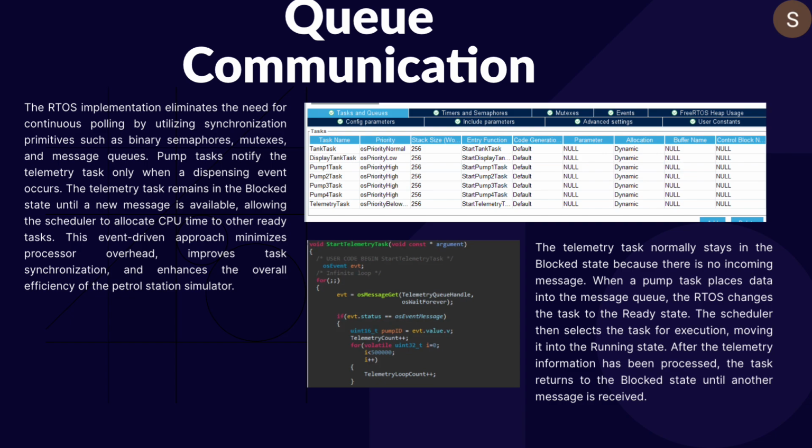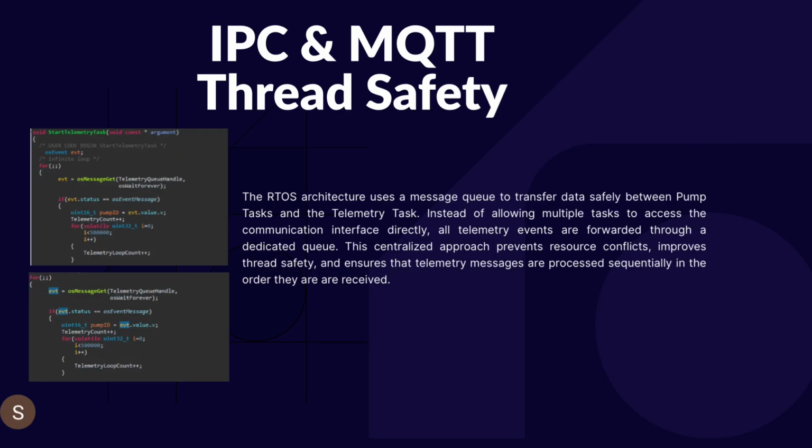The second code snippet represents the telemetry task. This task remains in the blocked state while waiting for new messages from the queue. When a pump task sends an event, the telemetry task automatically changes to the ready state, allowing the RTOS scheduler to execute it immediately.